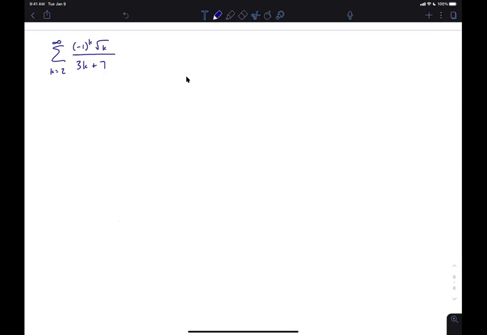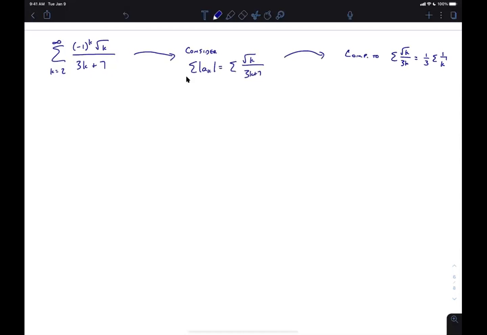Okay, so you're going to start by considering the absolute value. So we go over here. The absolute value is the sum of square root k over 3k plus 7, and you're going to compare that to the sum of square root k over 3k, which gets you 1/3 times the sum of 1 over k to the 1/2.